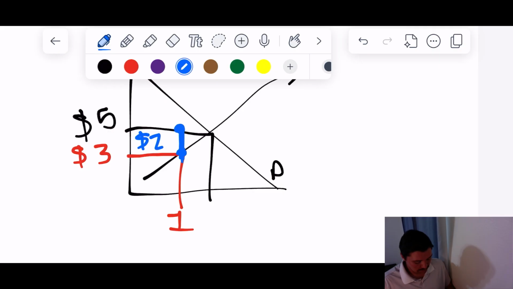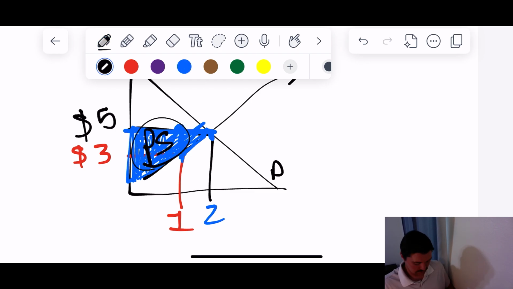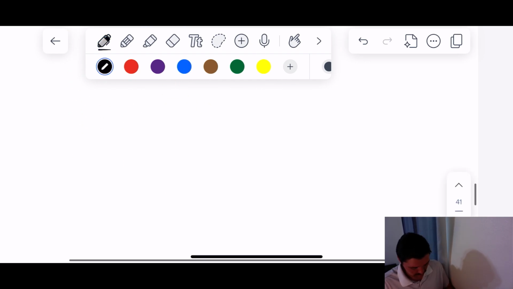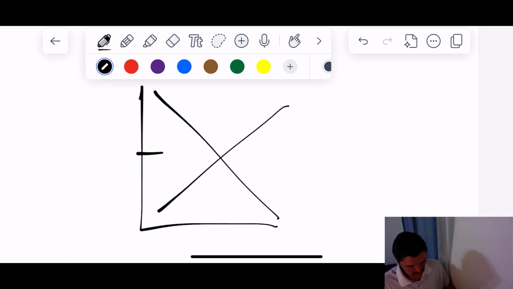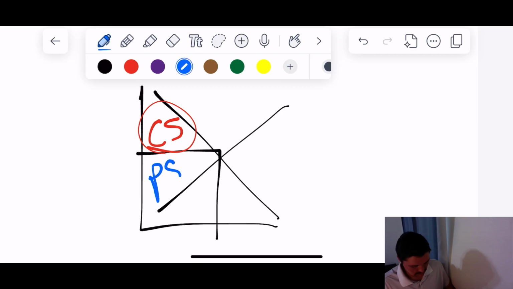Okay? If they were to sell another cup, and they said, okay, for 2 cups, we'll sell it for 5 apiece, right? Right there is at the market price, so they have 0 producer surplus there. So this entire area here, below the market price and above the supply curve, this entire area is your producer surplus. So together, if I were to draw it on a graph, this area here is your consumer surplus. This area down here is your producer surplus.